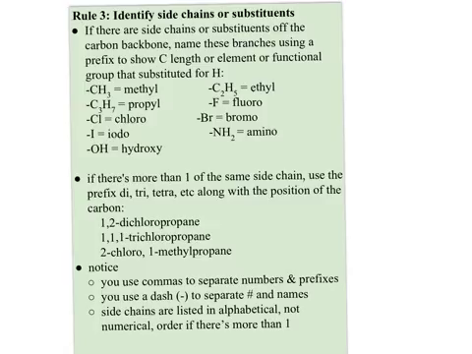And then the other thing to consider is, is there more than one of the same side chain, and what's the position of the side chain, which carbon is it on? So we use the numbering to show which carbon it's occurring on, and then if there's more than one of the same side chain, we use the prefix di, tri, tetra to show how many there are.